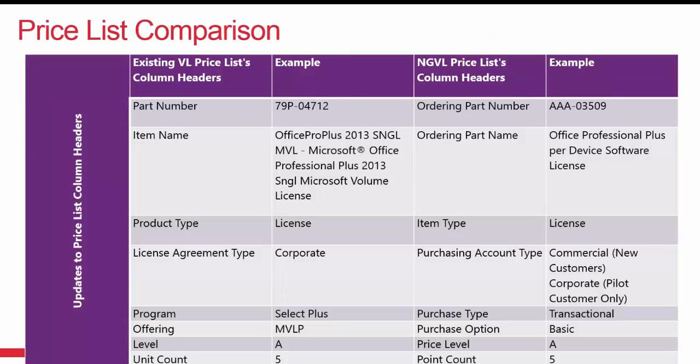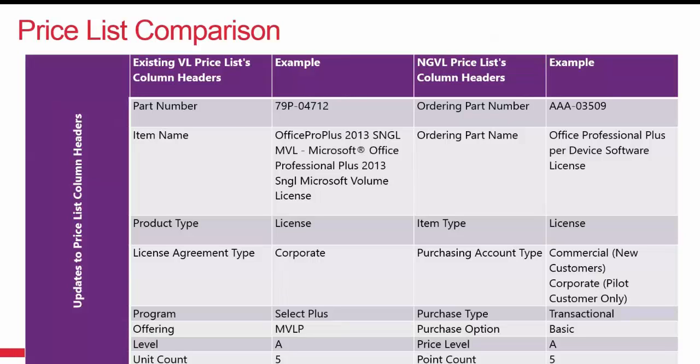Microsoft have also tried to simplify the product descriptions within the price lists. So as you can see on the left-hand side, there's quite a bit of text there compared to on the right. It's a much more streamlined description of the product and how it's licensed. Moving down from there, we can tell that in this case it's license only under the product type in both instances, and again the license agreement type, whether it's corporate or, on the NGVL side, commercial, based on the Business Launch 3 pilot.